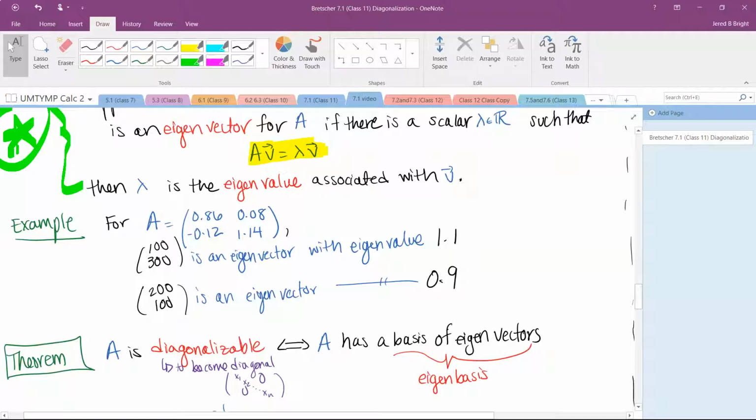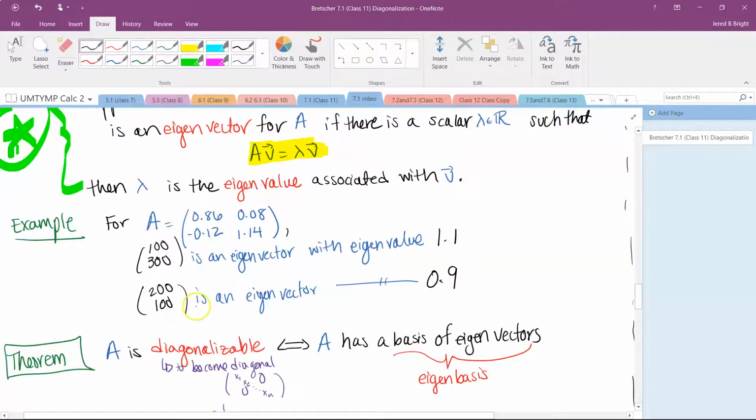But if a matrix is diagonalizable, what that means is that A has a basis of eigenvectors, and we use this phrase so often that we just call that basis of eigenvectors an eigenbasis. Why? Because we can. Let's make everything eigen. Why not? No, but seriously, we just call it an eigenbasis.